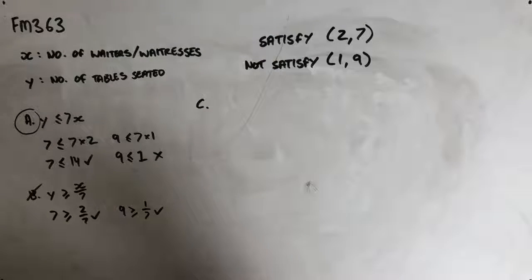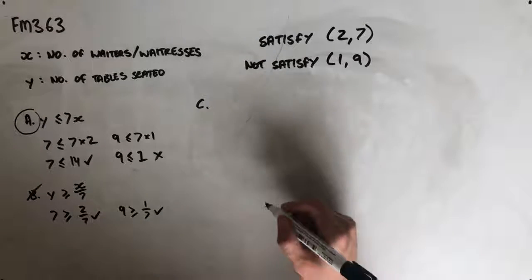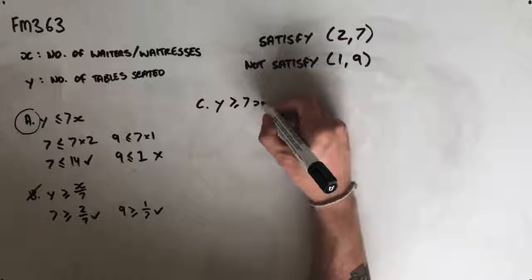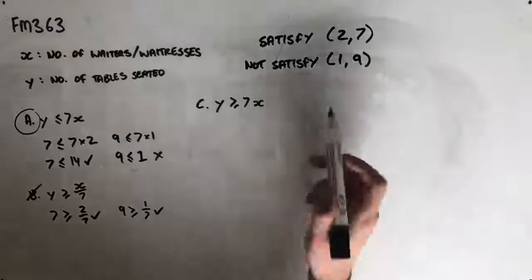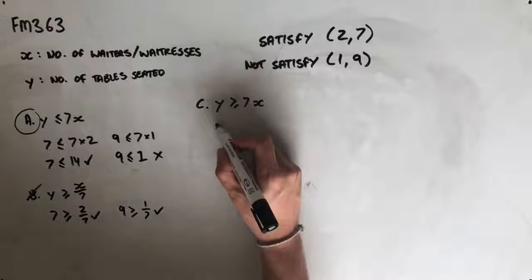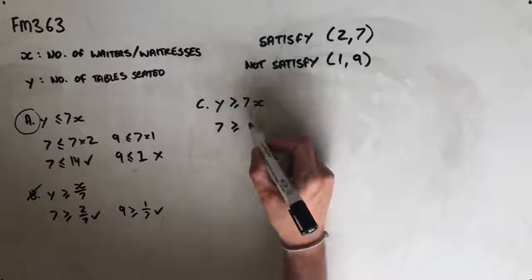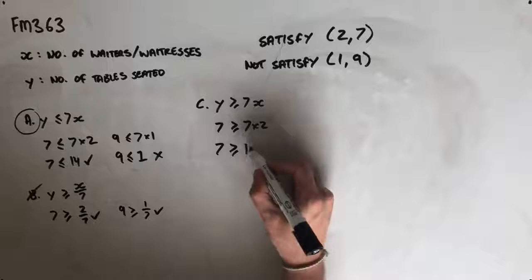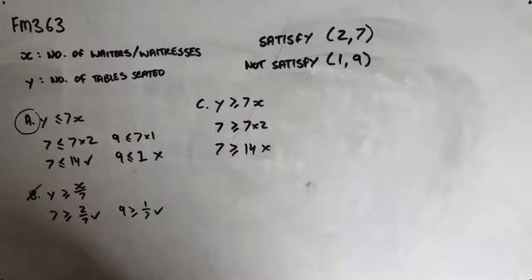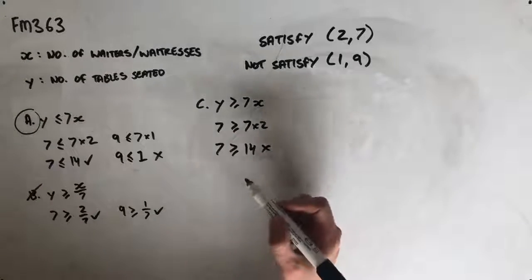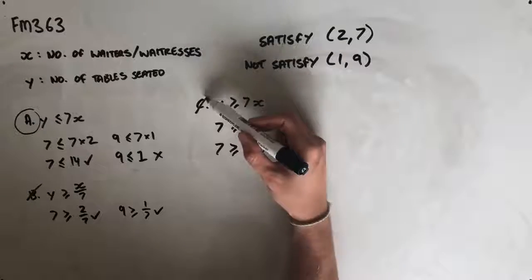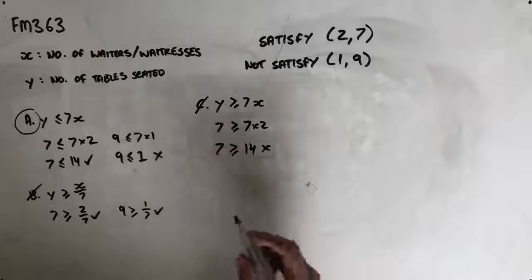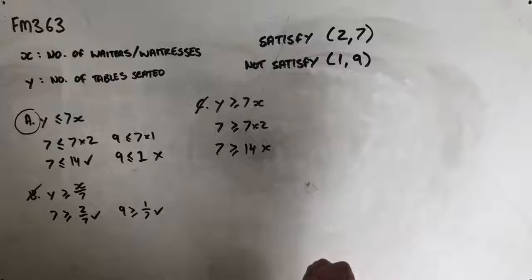C. The inequality that we're given with option C is y is greater than or equal to 7x. So, introducing the conditions that should satisfy, we get 7 is greater than or equal to 7 times 2, which ends up saying that 7 is greater than or equal to 14. This is straight off the bat incorrect. It doesn't satisfy this inequality, and so right there we can say that the inequality given to us in C is not correct.